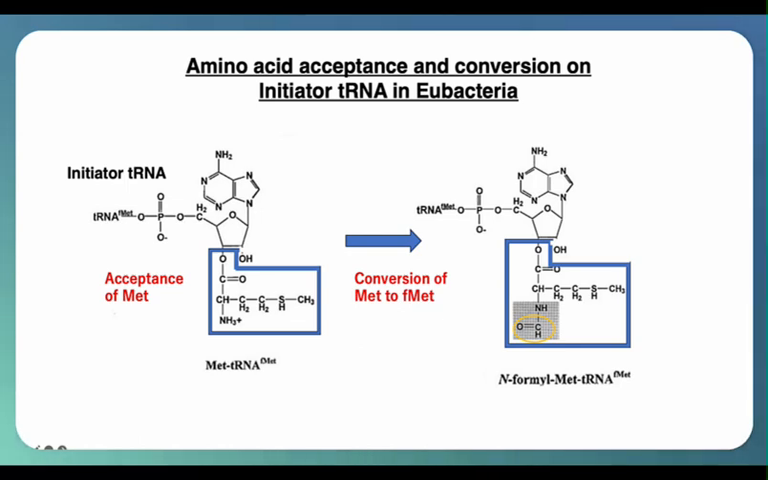I have already explained a similar phenomenon. In some eubacteria, glutamine acceptor transfer RNA and asparagine acceptor transfer RNA first accept aspartic acid or glutamic acid, which is then converted to glutamine or asparagine on the transfer RNA.